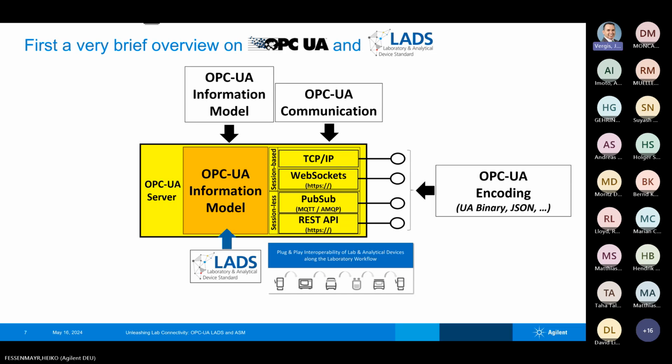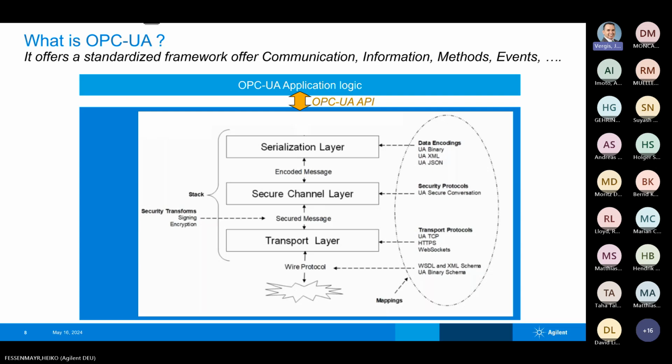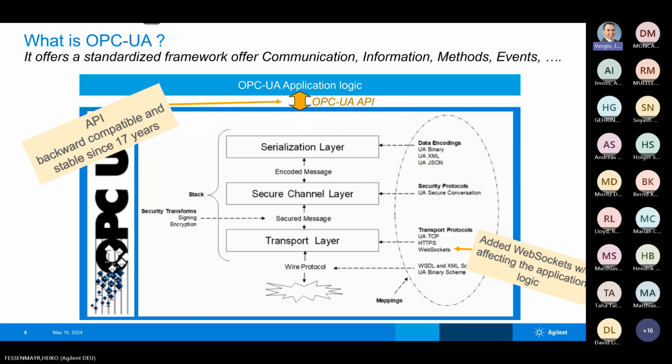So what is OPC-UA? It's basically an application logic on top of various layers. We have a serialization layer, security layer, transport layer. I won't go into the details for now. And it has been stable for many years. They have shown that they can extend the technology with new upcoming things, like they recently added JSON. And they were also able to add WebSockets on the transport layer.